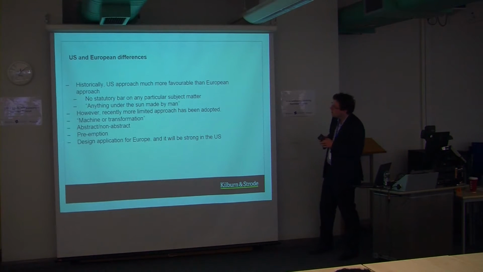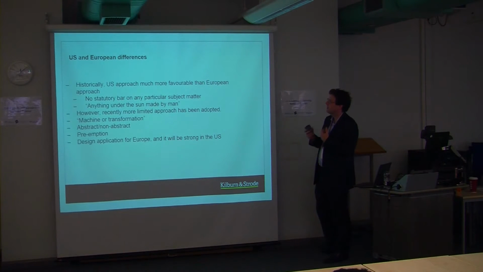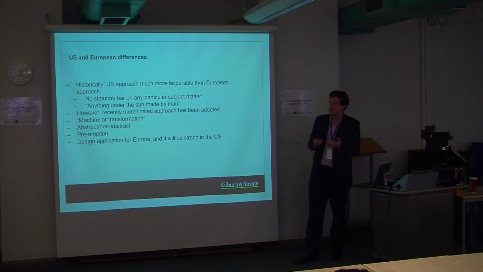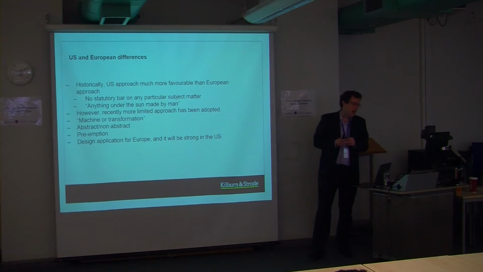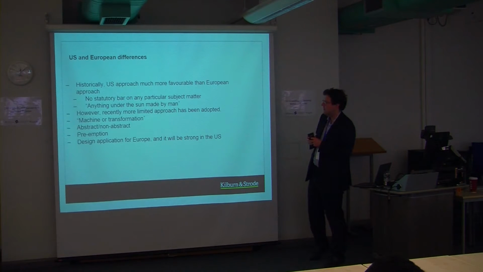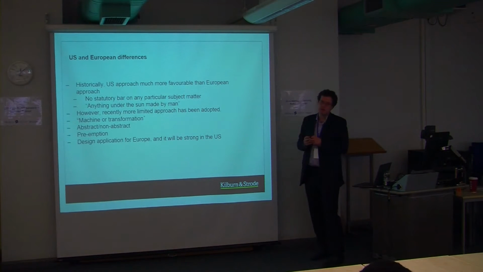Here's a quick slide on some of the differences between the US and the European approaches. Very generally, it's tended to be easier to get patents for software in the US than in Europe. There was a case, State Street Bank, where they said that anything under the sun made by man could be patented in the US. But more recently, they've drawn back a little bit from that and said you can't patent abstract ideas, or anything that preempts the application of an abstract idea.